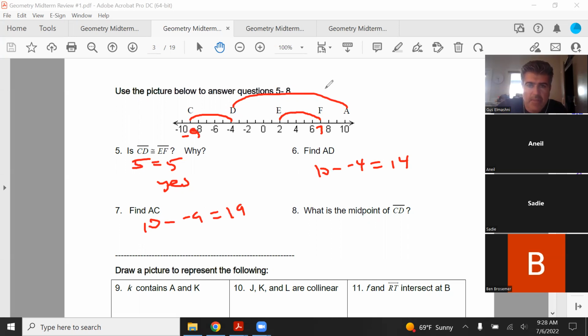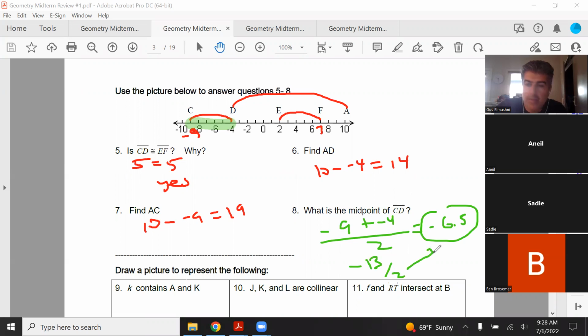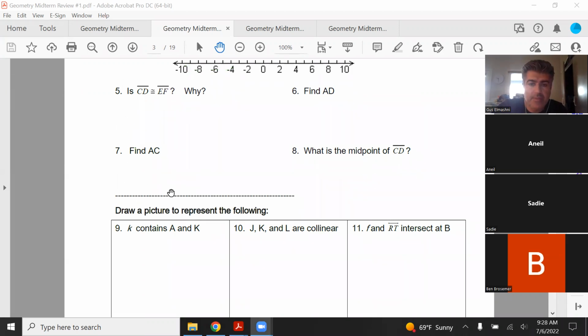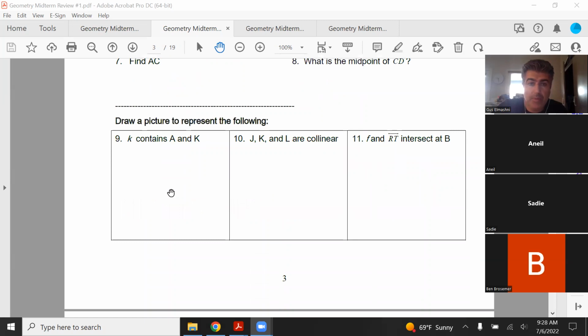And the midpoint of CD, let me get a highlighter out here. So you've got to average the two coordinates. It's -6.5, or -13/2, same thing. Again, I'm not going to ask a question like this one either. It's all review. Remember, for midpoints you want to average the two coordinates. Average means you add up and divide by 2 when you have two numbers.